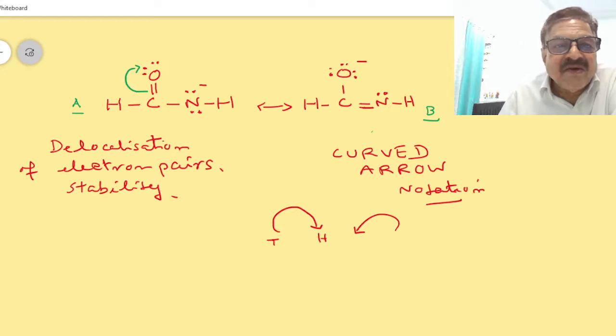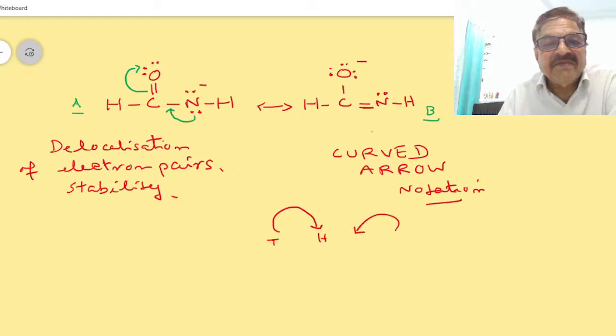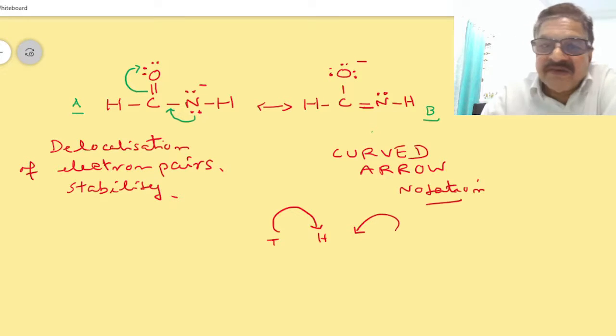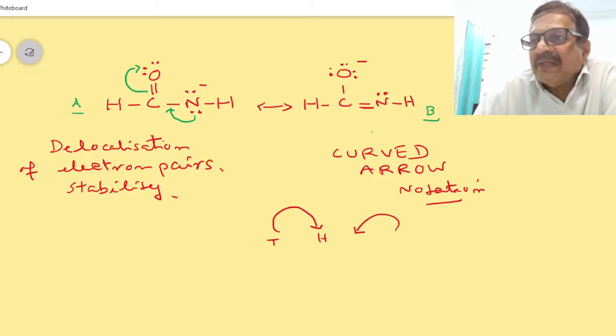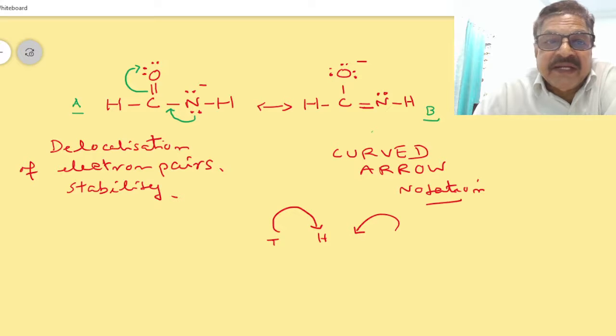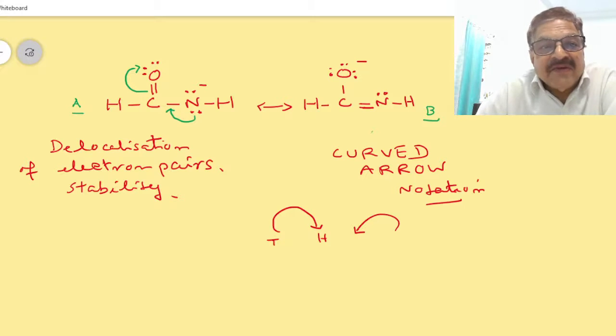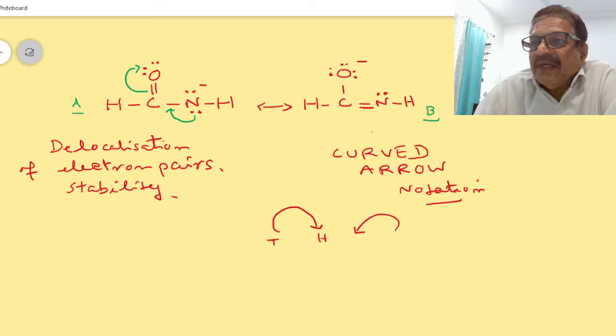Okay, then this lone pair will move like this. That is why we are getting a double bond here. Resonance structures A and B differ only in the position of the two electron pairs. Two curved arrows are needed because the electrons in the pi double bond and the electron lone pair on the nitrogen are both moving. So, we are using two curved arrows here.